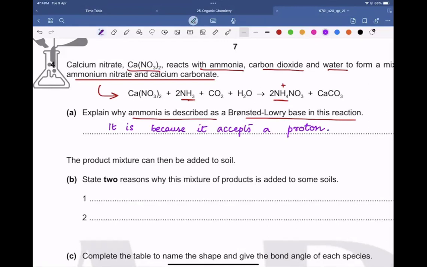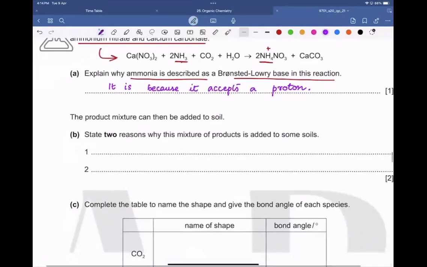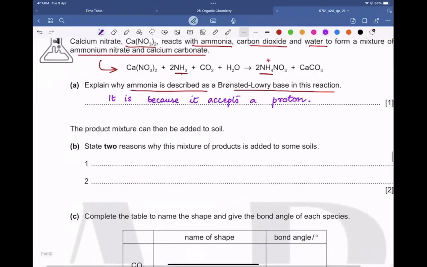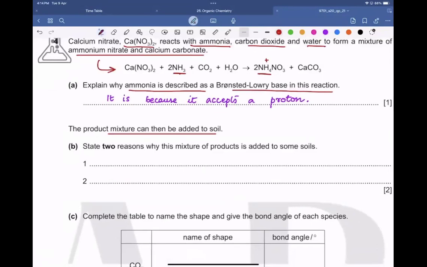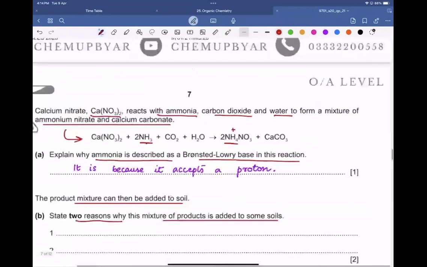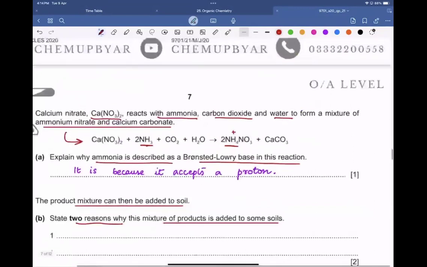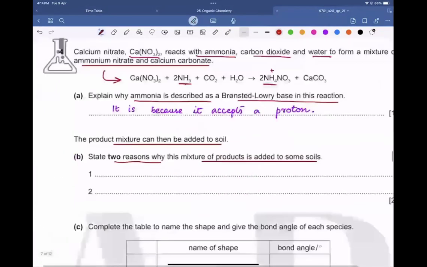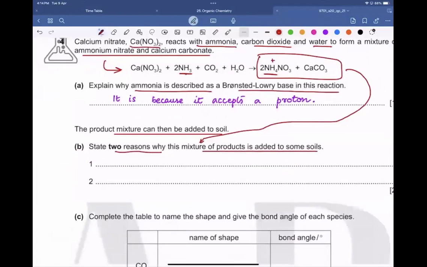Okay. Now, the product mixture can be added to the soil. State 2 reasons why this mixture of products is added to some soil. Okay. So if we talk about it, it's a mixture of these two, right? They are talking about this mixture over here. So one is ammonium nitrate and one is calcium carbonate. So why do we add this?